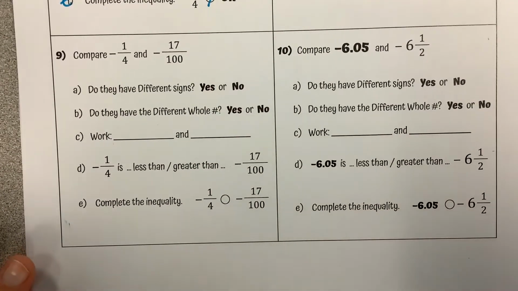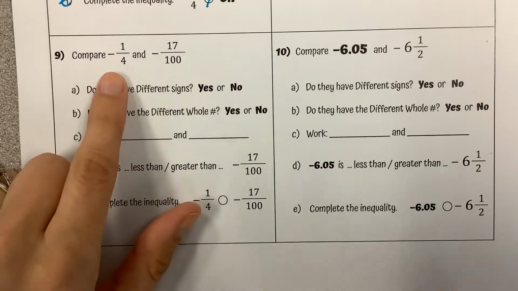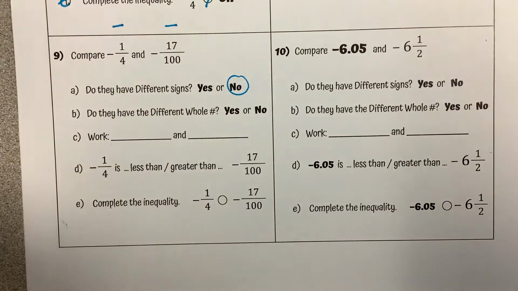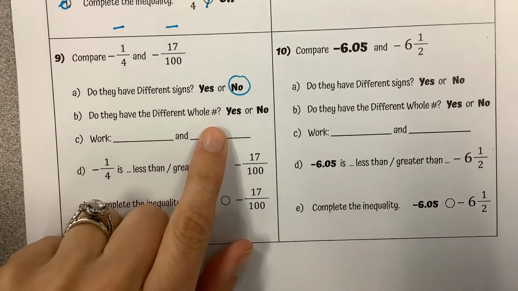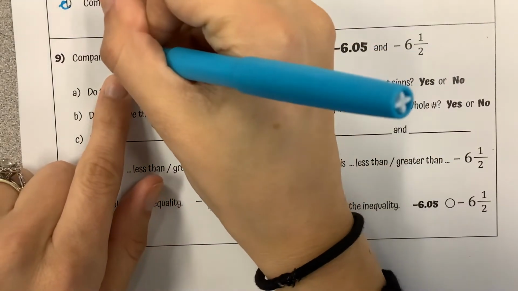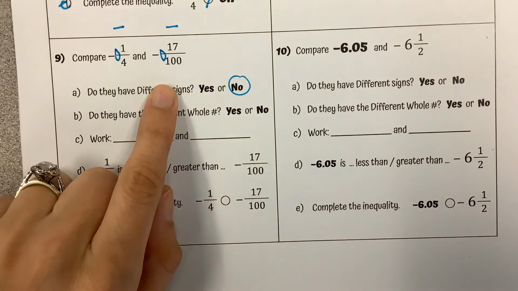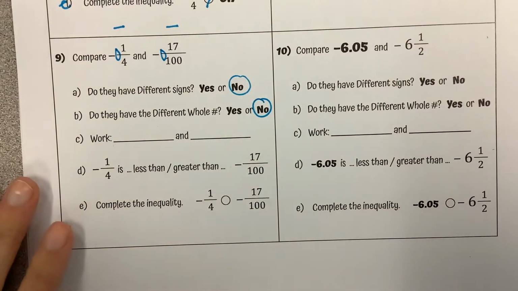Number 9, comparing negative 1/4 and negative 17/100. So first comparing, do they have different signs? We have a negative and a negative. So no, they do not have different signs. Then, do they have different whole numbers? Well, there's no whole number here. That means the whole number is 0. And there's no whole number here, so that also means the whole number is 0. So no, they don't have different whole numbers.